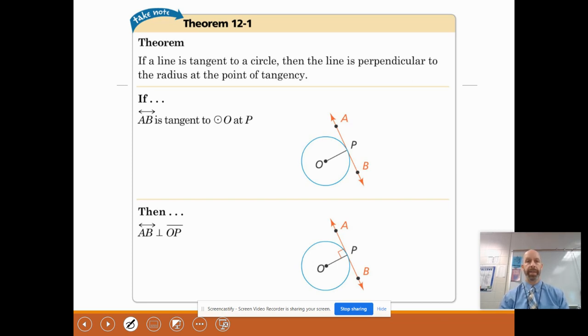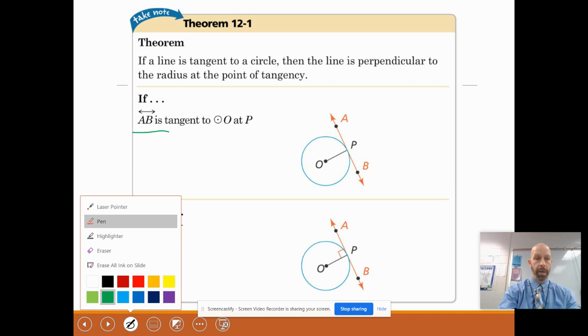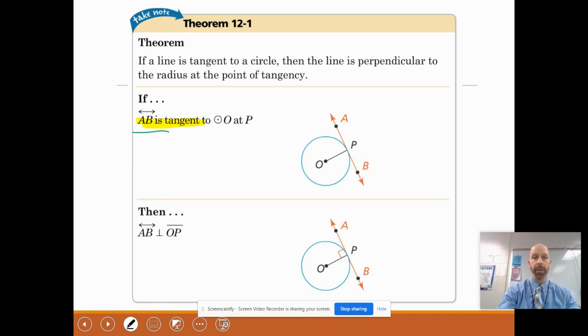So theorem 12.1 says, if a line is tangent to a circle, then the line is perpendicular to the radius at the point of tangency. So if we look in our diagram here, we can see that we have line AB. Line AB is tangent to circle O at point P. So point P right there, that is the point of tangency. If that is indeed a tangent line, then we can conclude line AB is perpendicular to segment OP. In other words, they form a right angle. So this is theorem 12.1.